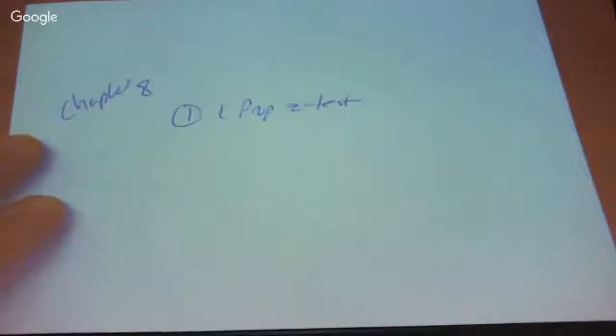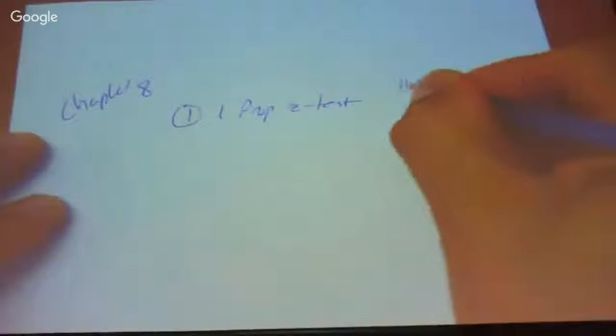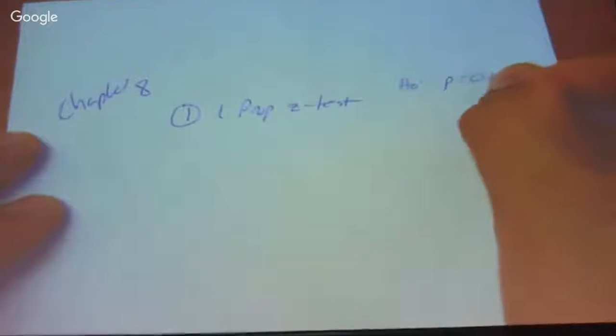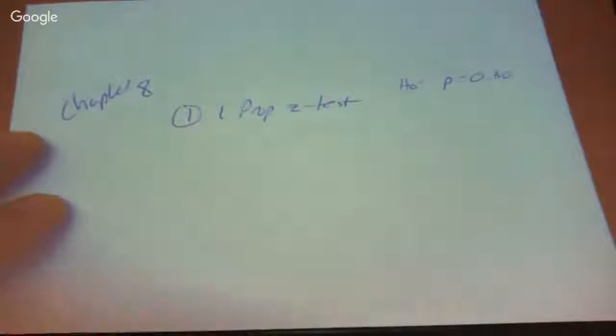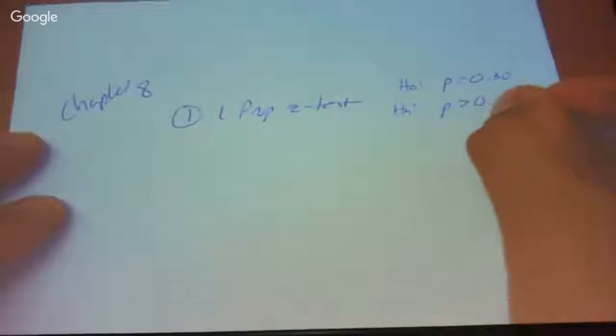we learned the first one, a one proportion z-test. A quick example of a one proportion z-test would be H0: p equals 30% of people wear glasses. HA: we believe more than 30% of people wear glasses. So for a one proportion z, you have a fraction, we're dealing with a percent, and it's one group.